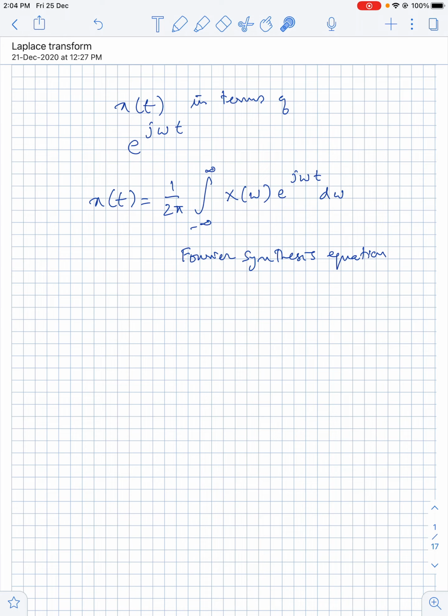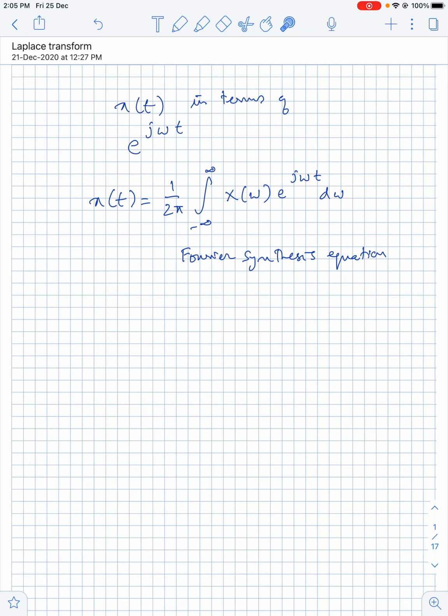The whole idea behind Fourier transform was that you are trying to represent a given x of t in terms of e raised to j omega t, which are nothing but complex exponentials with a particular frequency omega. The essential idea of Fourier analysis was that any arbitrary signal can be represented as a continuum of frequencies e raised to j omega t, where omega is a continuous variable, and we get this Fourier synthesis equation, where 1 by 2 pi is just a constant factor, times x of omega e raised to j omega t d omega.